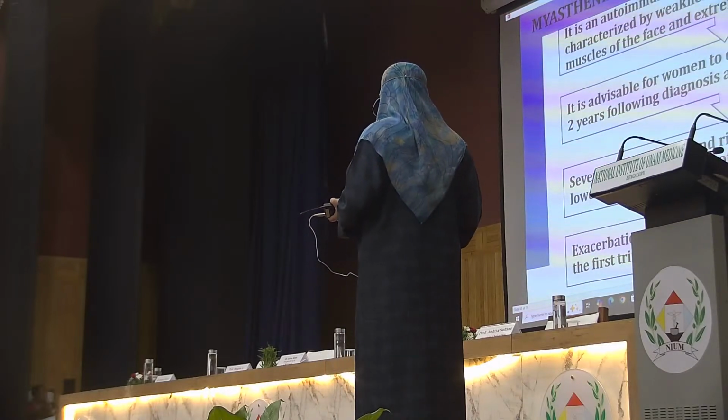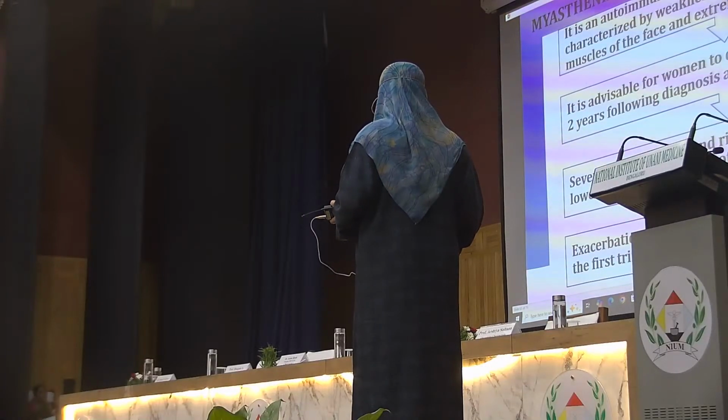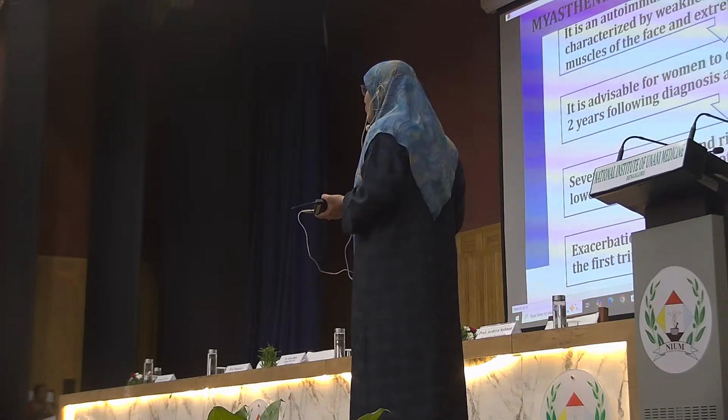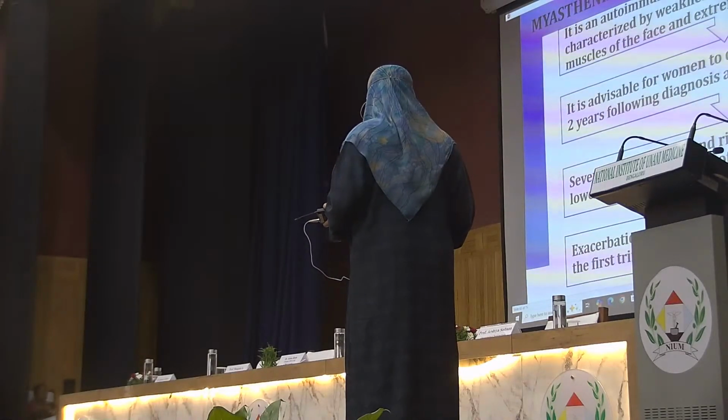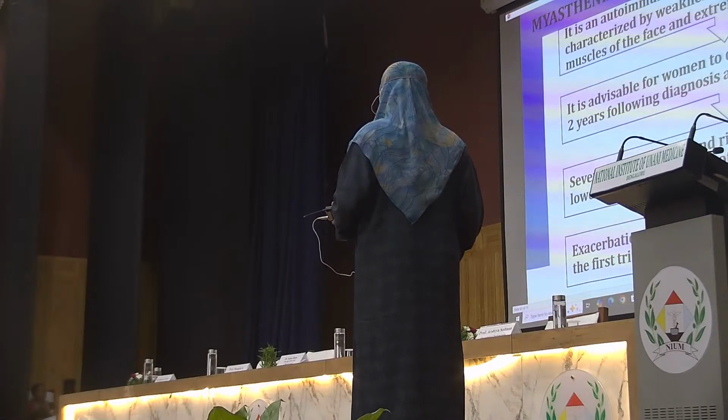It is an autoimmune neuromuscular disease characterized by weakness and fatigue of skeletal muscles of the face and extremities. It is important to remember this point. If a woman comes with a history of myasthenia gravis, it is advisable to delay pregnancy for at least 2 years following diagnosis, as mortality is highest.